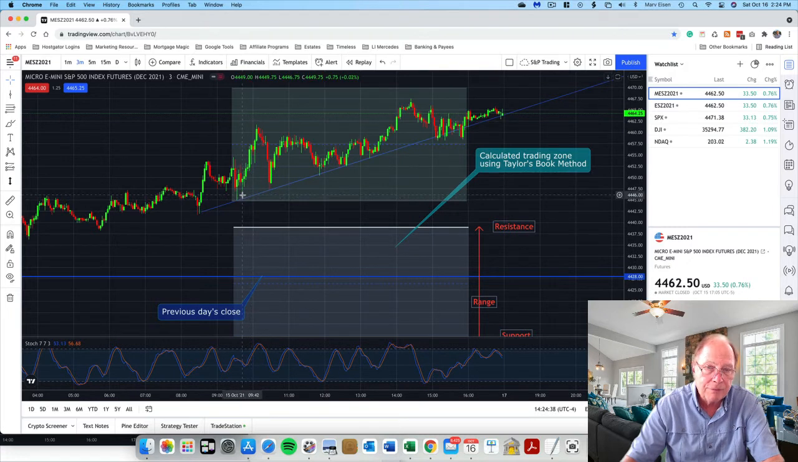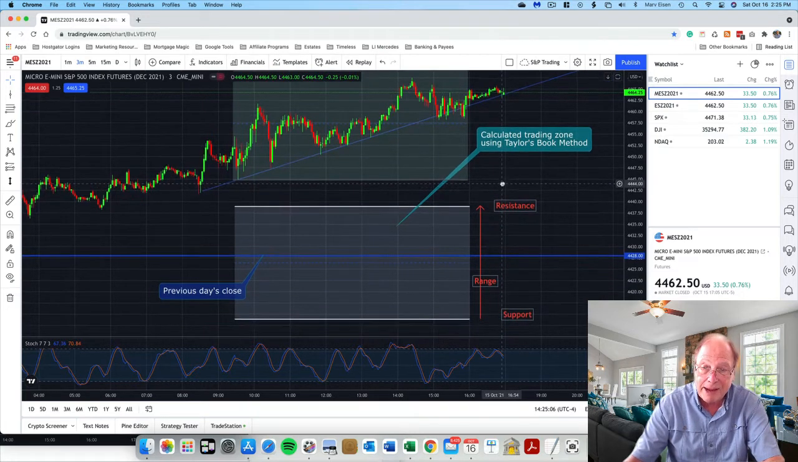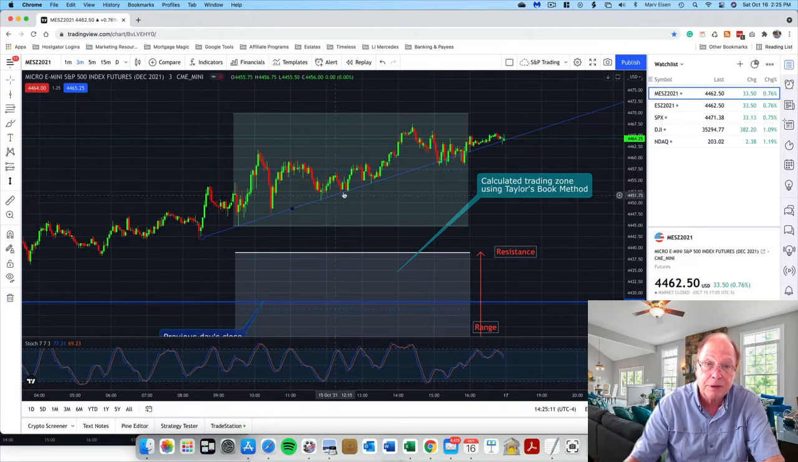If we wait through the day, we can see that support is being established by successively higher lows. So we can draw a line here with 3 successive bounces off this point, and lo and behold, we can establish a support over here. So forgetting the fact that Taylor's book method gives us a support, the market is giving us a support. The market is telling us what the support is.